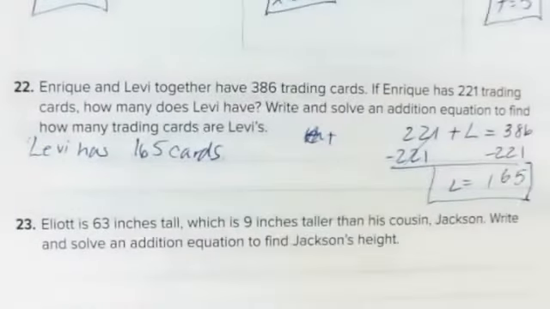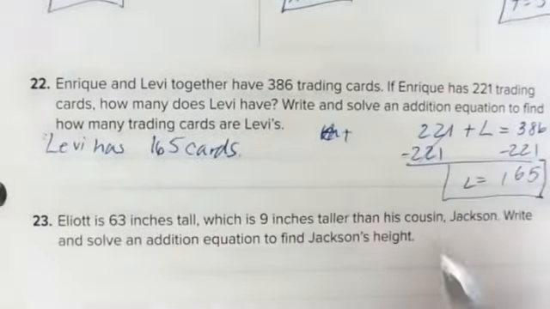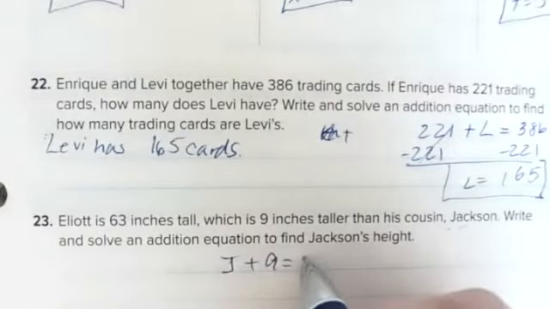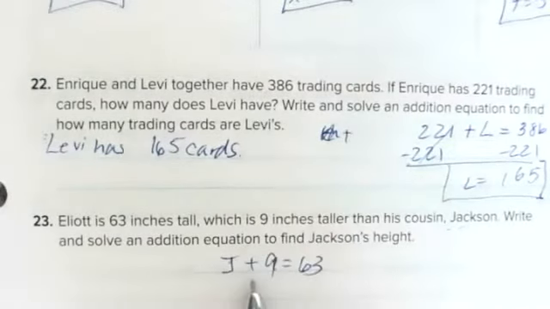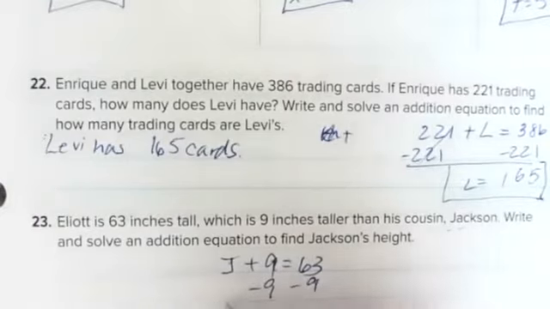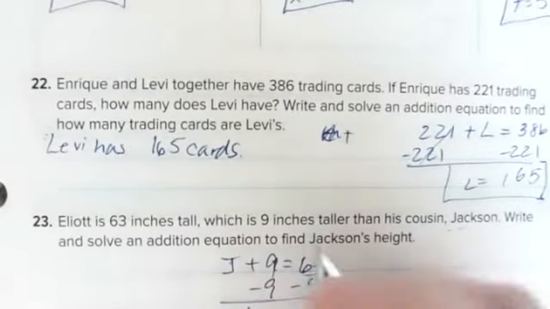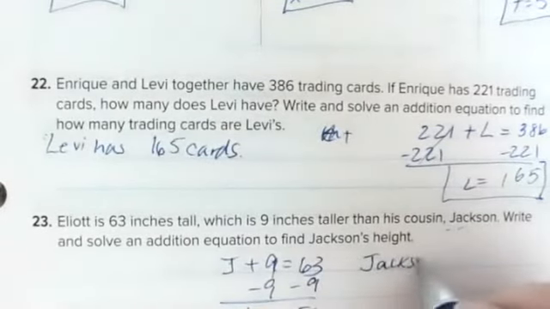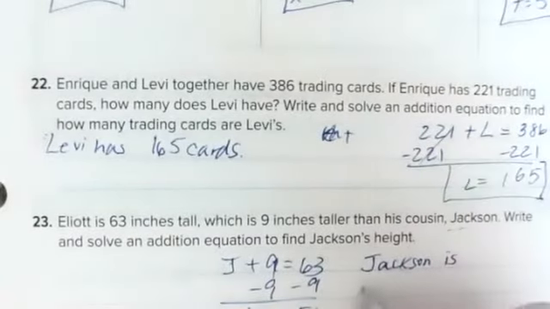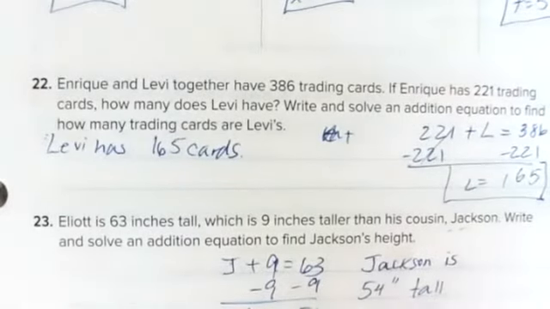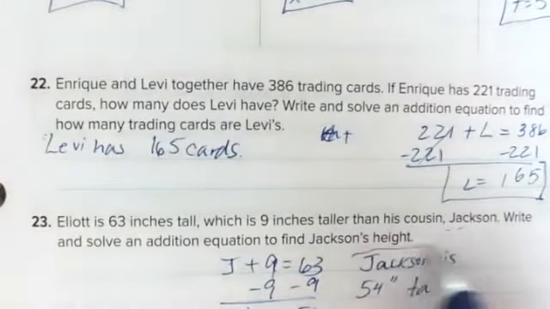Elliot is 63 inches tall, which is 9 inches taller than his cousin Jackson. So Jackson's height plus 9 equals Elliot's height, which is 63. So Jackson's height plus 9 more inches is 63. So we want to subtract 9 from each side. So J equals 54. Okay, so Jackson is 54 inches tall. Inches can be written with what we would call in language arts class quotation marks. Okay, so that's inches. So Jackson is 54 inches tall.